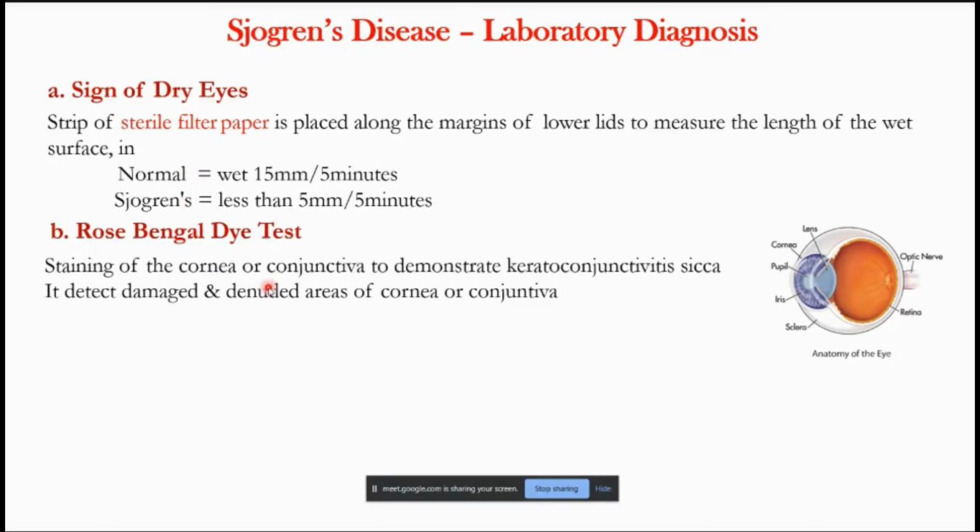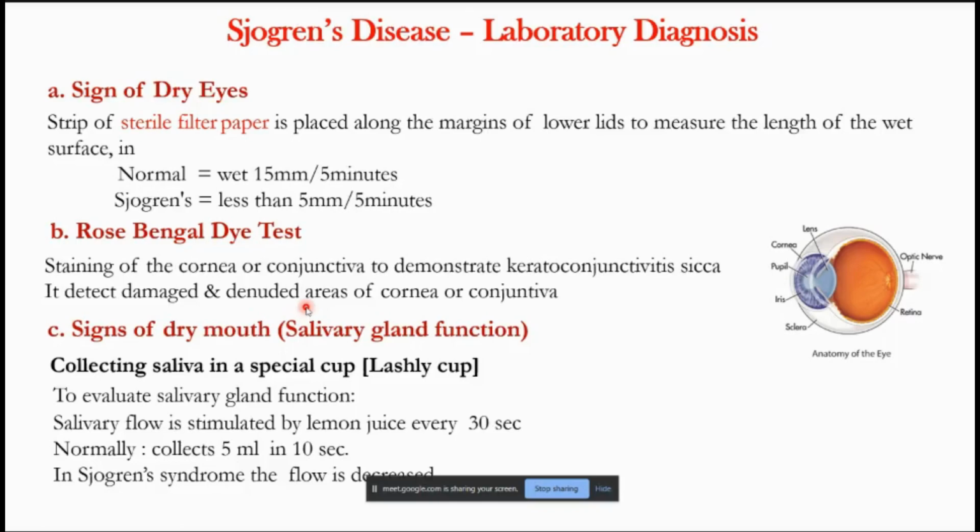You can do what is called the rose Bengal dye test. You know what is cornea, conjunctiva, yeah? So here is your cornea, this is the iris, this is the sclera, and this is your retina, this is the conjunctiva, right? So the staining of the cornea or conjunctiva demonstrates keratoconjunctivitis sicca. This dye specifically stains these two structures, that is the cornea and conjunctiva. And if there are any damaged and denuded areas within these structures, then that is shown. So rose Bengal dye test is another test.